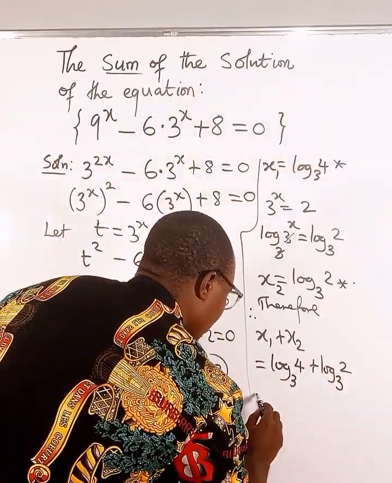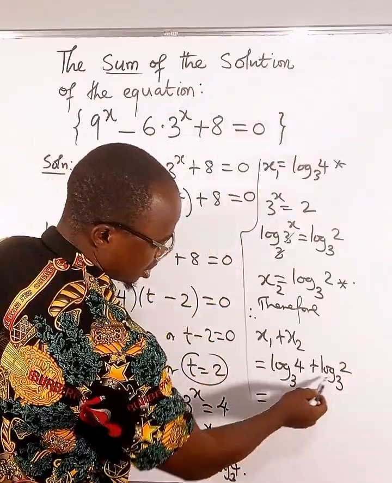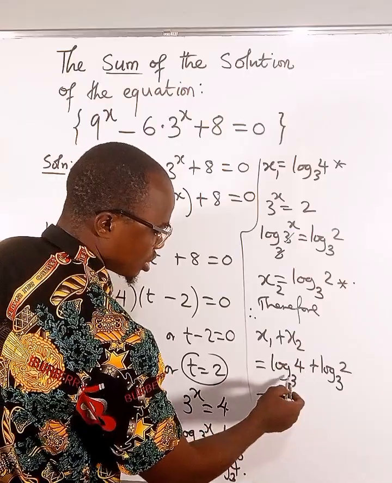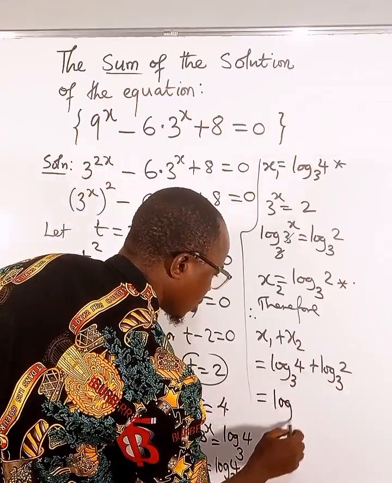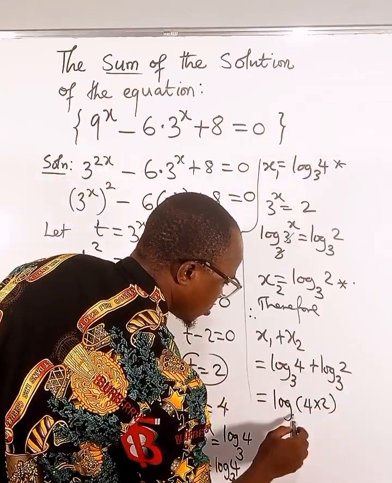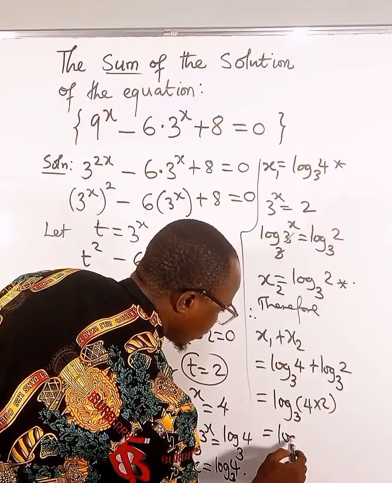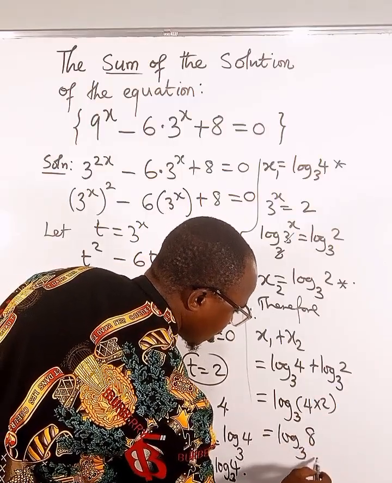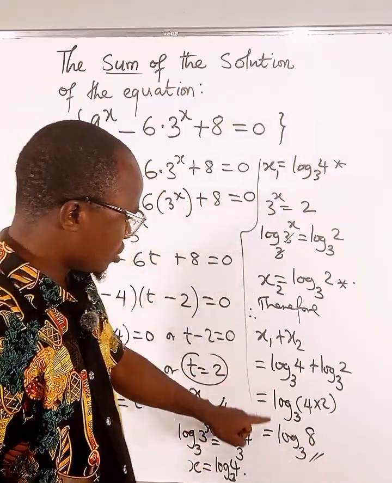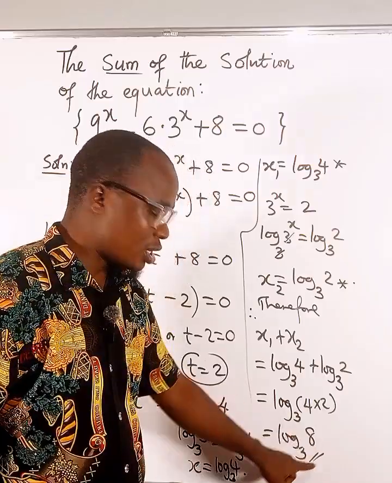From the law of logarithms, since this is addition of logs, we multiply the arguments together. We're going to have log base 3 of 4 times 2. Finally, we have log base 3 of 8. So therefore, our solution is log 8 base 3.